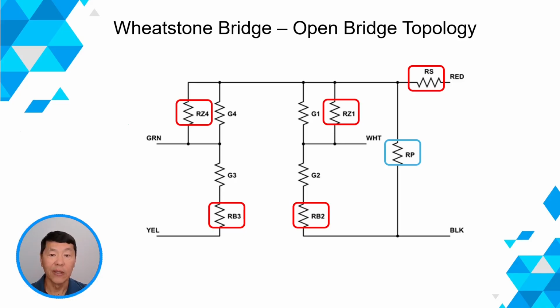As you may have noticed, I've included a shunt resistor, RP, to the bridge. This resistor allows us to calibrate the bridge output to a specific voltage at the full-scale load.